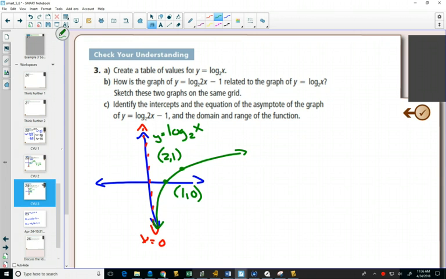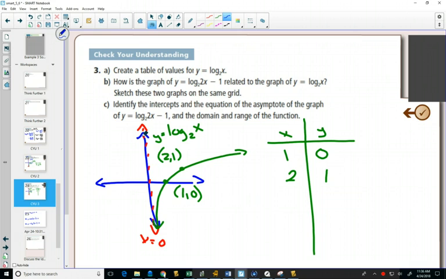So if we go to our table of values, x and y, we know when x is 1, y is 0. When x is 2, y is 1. But now we can add some more points to this. What's the next nice point on this graph? What could you plug in for x to get a nice value for y?